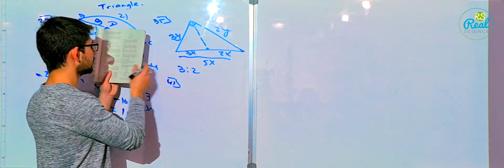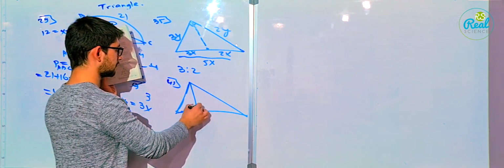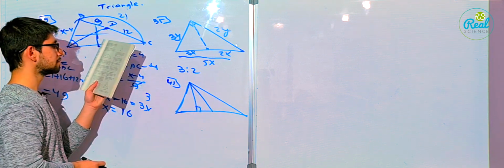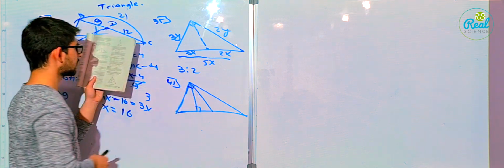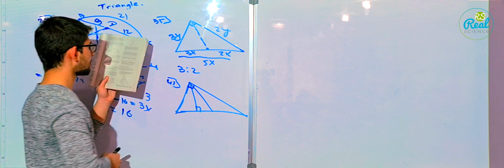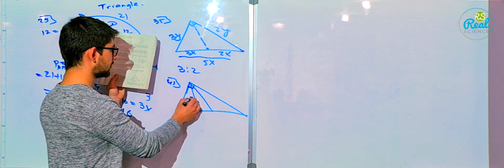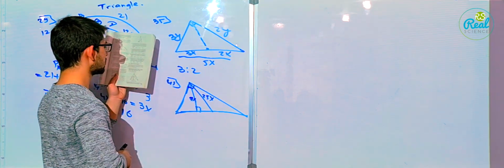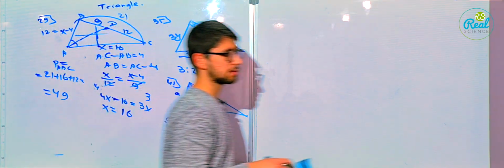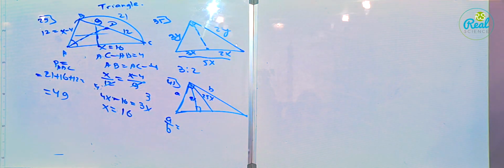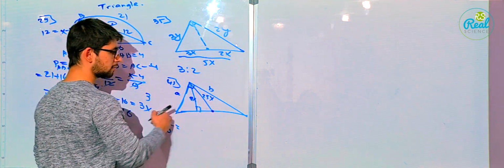41. So you are dropping an altitude and a median at the same time, and this triangle is a right angle triangle. The altitude is 7x and the median is 25x. Let's find the ratio of A to B. 25x is the median that is being dropped to your hypotenuse.